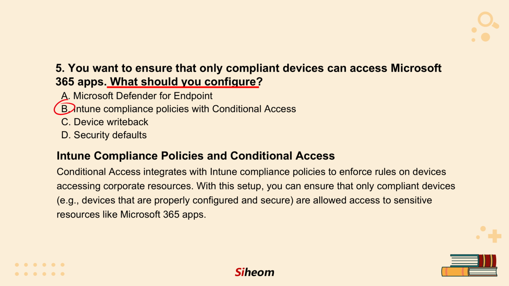That's an excellent analogy. Intune establishes the standards for device health, and conditional access acts as the gatekeeper, ensuring only devices meeting those standards are allowed access. Got it. And while something like Microsoft Defender for Endpoint plays a crucial role in detecting threats and providing info that can inform compliance, it doesn't directly enforce access control in this specific scenario. Device writeback is more about synchronizing device info, and security defaults, while good, lack that granular control for specific compliance policy enforcement for app access.